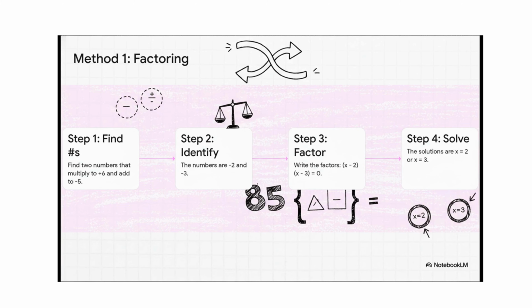It's based on a really clever idea. If you multiply two things together and the answer is 0, well then one of those things has to be 0, right? So our goal is to just rewrite our equation to look like something times something else equals 0. So for this one on the slide, x squared minus 5x plus 6 equals 0, we're on the hunt for two numbers that multiply to get a positive 6 and add up to a negative 5. After a sec, you realize, hey, it's negative 2 and negative 3. So we can rewrite the whole thing as x minus 2 times x minus 3 equals 0. And for that to be true, either the first part is 0, meaning x equals 2, or the second part is 0, meaning x equals 3. Boom! We've got our two solutions.